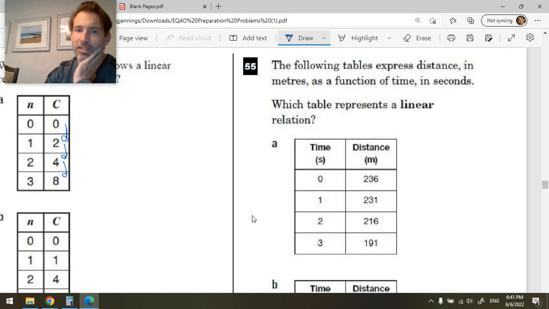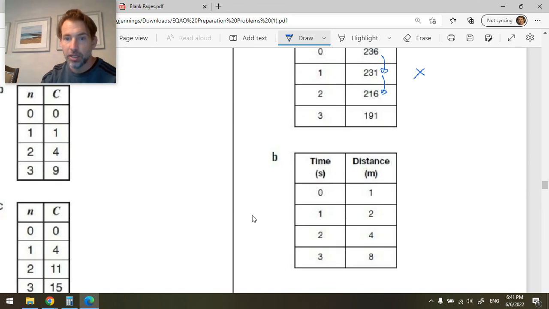The following table expresses distance in meters as a function of time in seconds. Well, that's something you're going to do a lot of in physics and life. So here we go. Which table represents a linear relation? So here we lose 5. We lose way more than 5. Sorry, you're not a linear relation. Okay, this one here, we gain 1 distance, we gain 2 distance, we gain 4 distance. That's exponential. You're not linear.